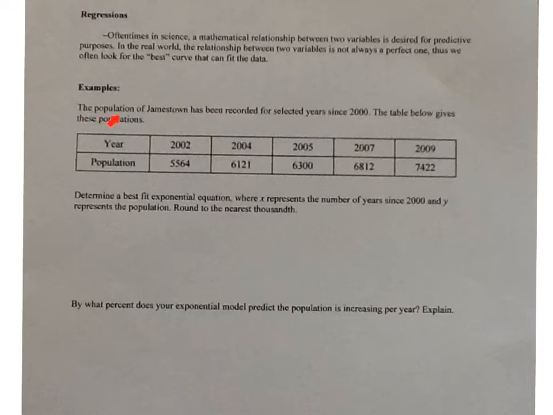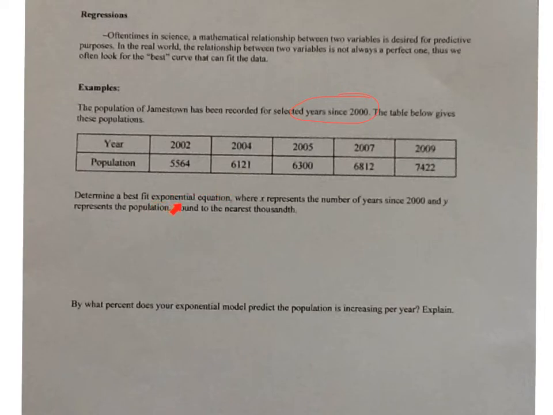The population of Jamestown has been recorded for selected years since 2000. This is important: you have to know that your years are since 2000. The table below gives these populations. In the year 2002, the population was 5,564. In 2004, 6,121. In 2005, 6,300. In 2007, 6,812. And in 2009, it's 7,422. Determine a best fit exponential equation.